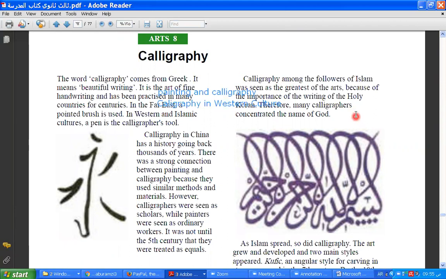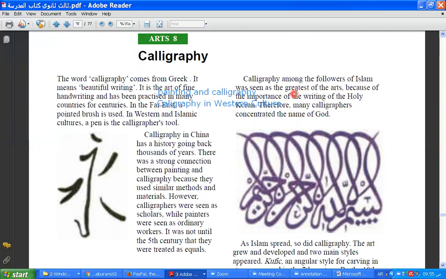Yeah. This is a short paragraph, but it focuses on something. Calligraphy among the followers of Islam was seen as the greatest of the arts because of the importance of the writing of the Holy Quran. Therefore, many calligraphers concentrated on the name of God.